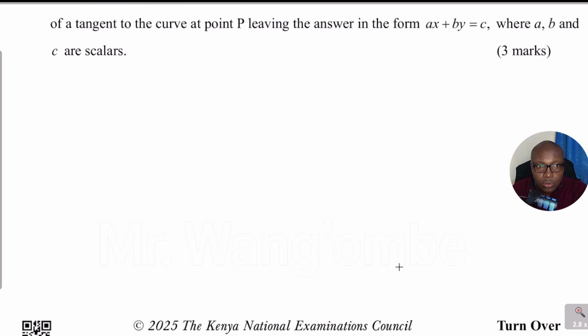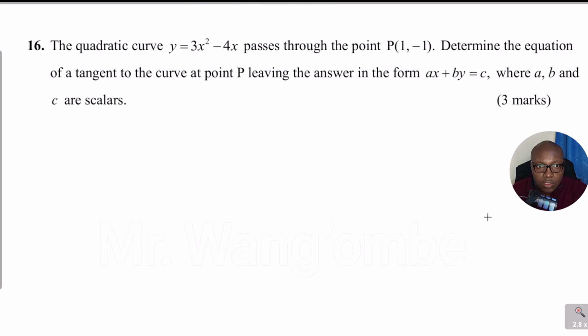We go to the last question in that section, the quadratic, that is question 16. The quadratic curve y equals 3x squared minus 4x passes through the point P(1, -1). Determine the equation of the tangent to the curve at point P, leaving the answer in the form ax plus by equals c, where a, b, and c are scalars.